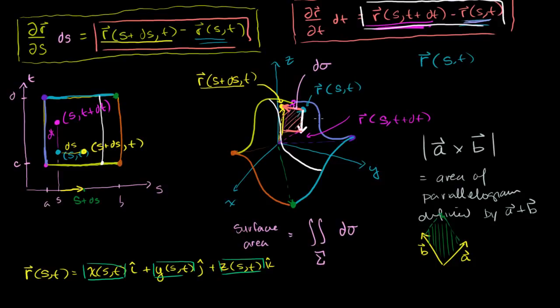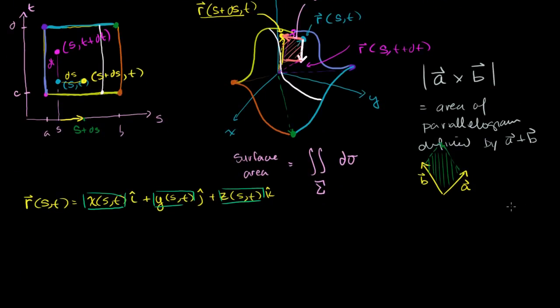Now we just figured out, we just said, well, that d sigma, that area of that little part of the surface, of that parallelogram, can be represented as a cross product of those two vectors. So let me write it here. And this is all, it's not rigorous mathematics. The whole point here is to give you the intuition of what a surface integral is all about.